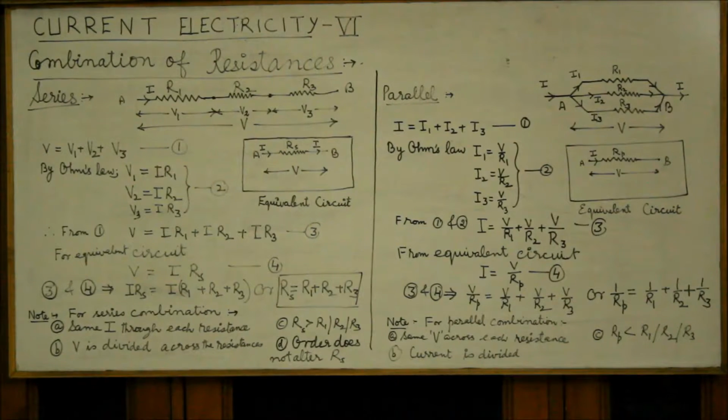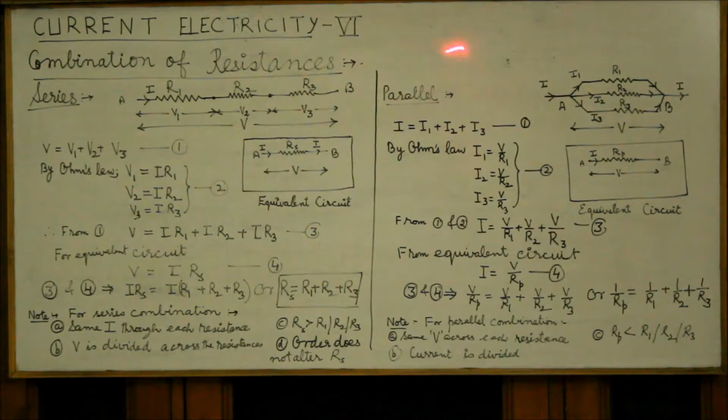In this video, we'll learn about the combination of resistances. There are two ways in which resistances can be combined. Series combination, where the resistances are joined end to end, offering just a single path for flow of current. That is, whatever current flows through the first resistance R1, the same will flow through all the remaining resistances. Such a combination is called a series combination of resistances.